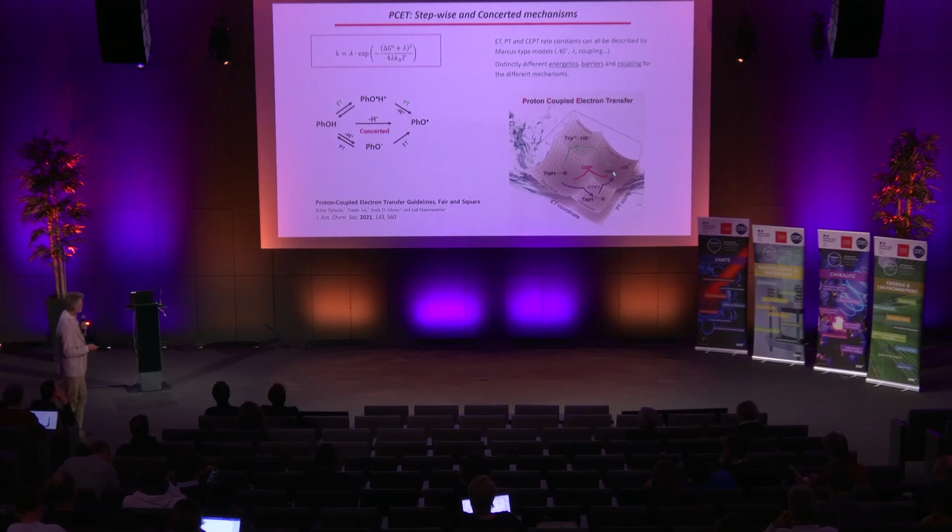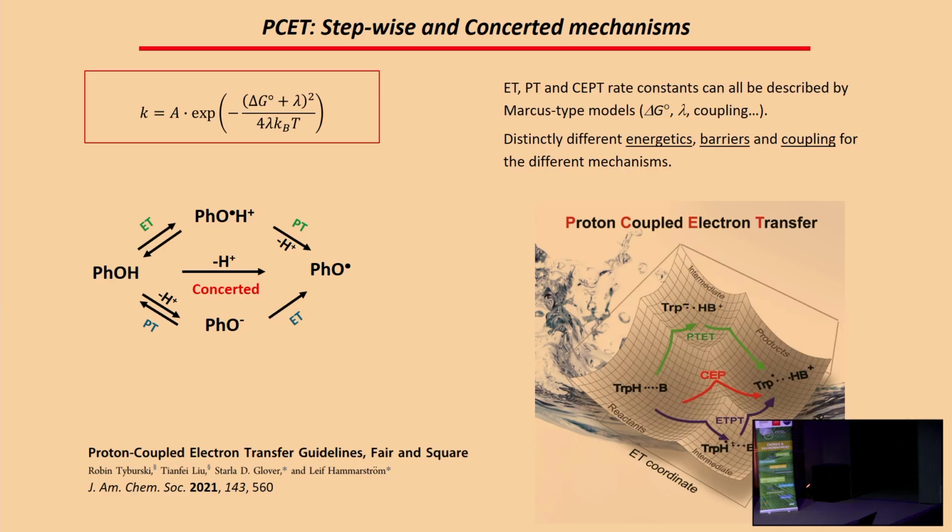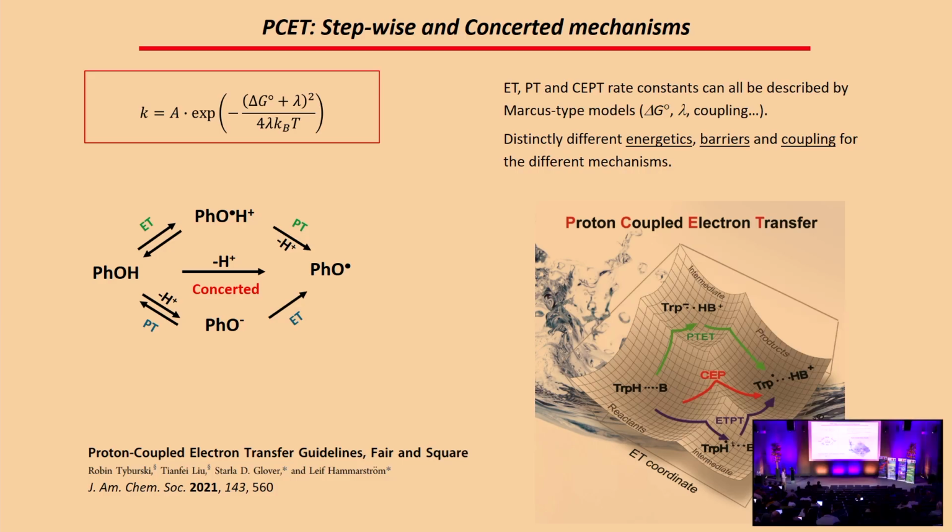But this cartoon here shows how you go from, in this case, a tryptophan with a base to the tryptophan radical where the proton is transferred. This is a direct concerted pathway. And here you have the stepwise mechanism of electron transfer first or proton transfer first. And this is mainly to show that there are completely different transition states involved.